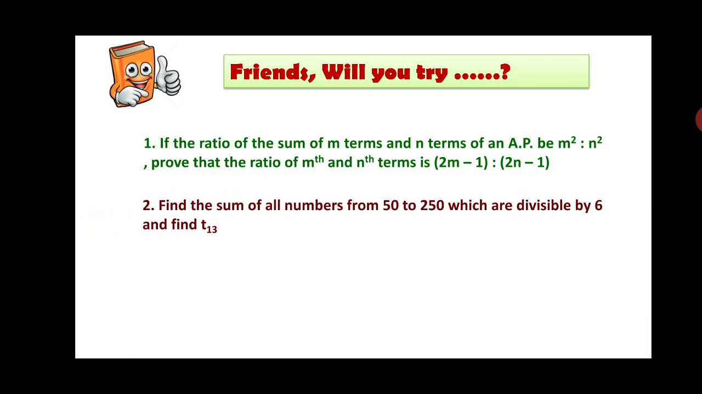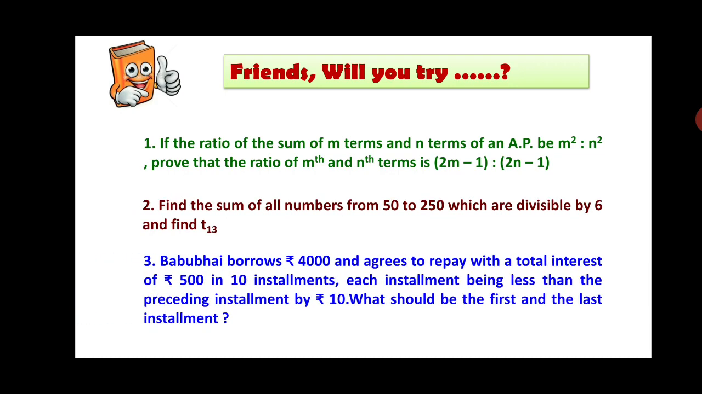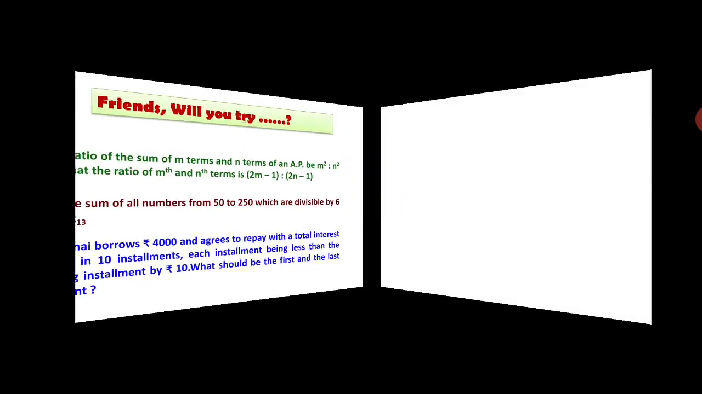Find the sum of all numbers from 50 to 250 which are divisible by 6 and find T13. And third one, Babubhai borrows rupees 4,000 and agrees to repay with a total interest of rupees 500 in 10 installments, each installment being less than the preceding installment by rupees 10. What would be the first and the last installments? Friends, try this. Certainly you can solve this.